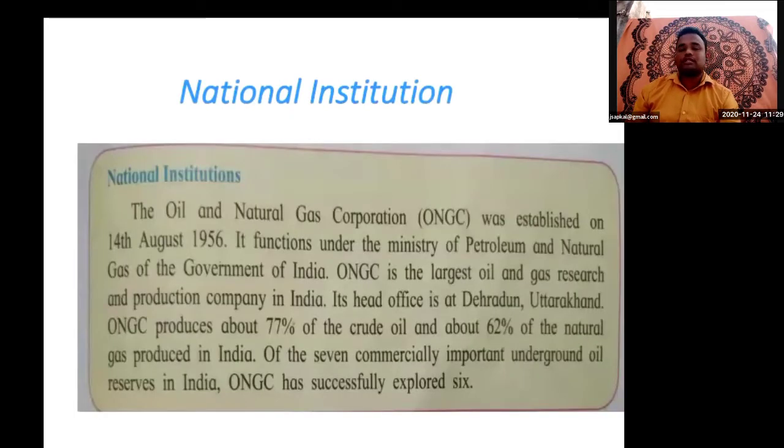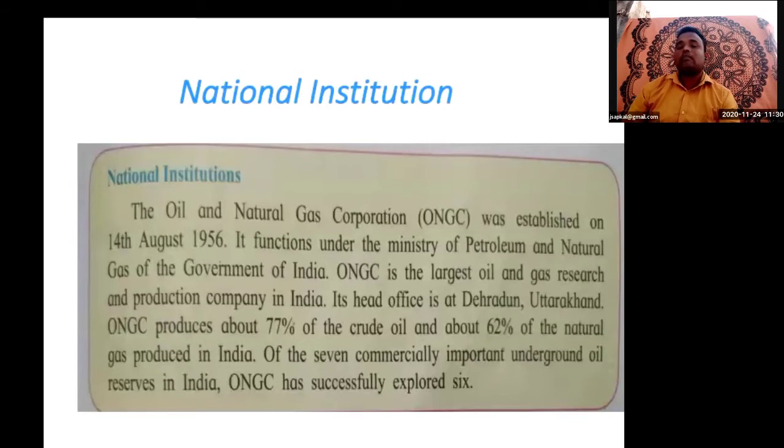National institutions. In India, there is a national institution, the Oil and Natural Gas Corporation, which we call ONGC. ONGC, the short form of Oil and Natural Gas Corporation, was established on the 14th August 1956. It functions under the Ministry of Petroleum and Natural Gas of the Government of India, the central government.